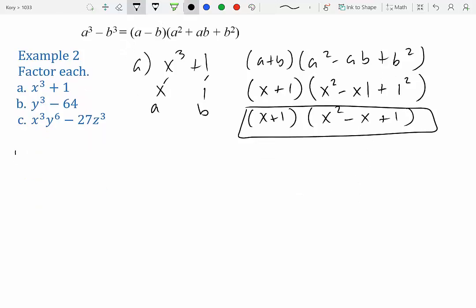Alright, part B. We have y cubed minus 64. So we need to make sure that each of these are perfect cubes. It doesn't matter if it's minus or plus. So the cube root of y cubed is y, and then the cube root of 64 is 4.